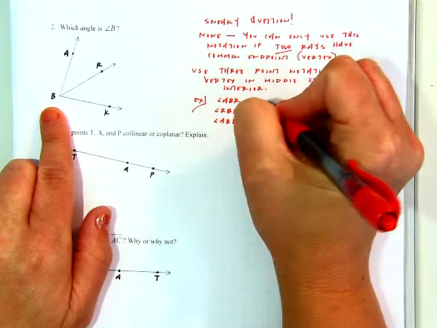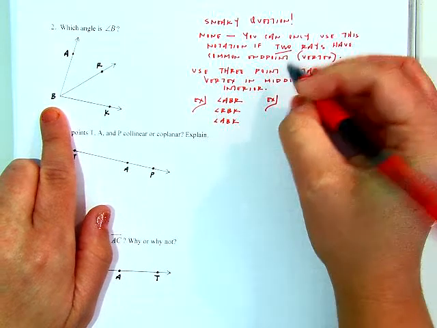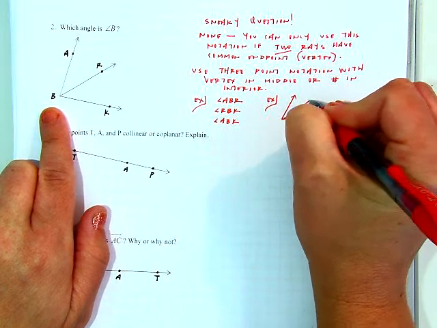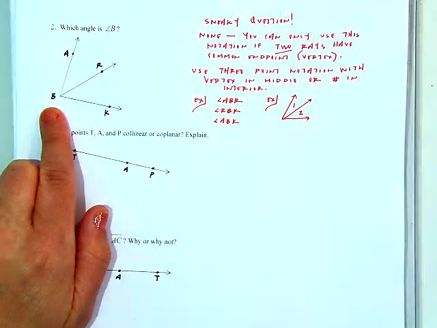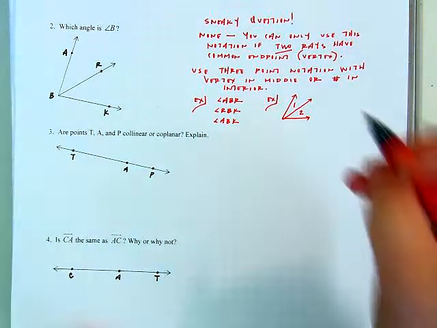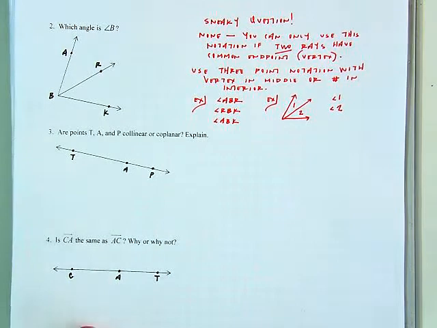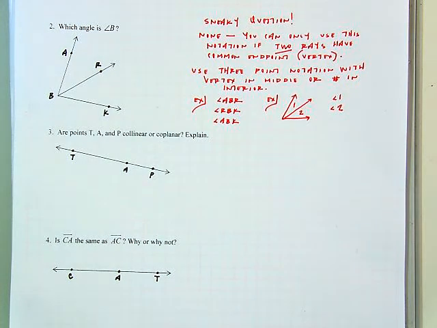Okay, another way I could name an angle is with a number in the interior. So imagine my picture looked like this instead, just like that. I can name this angle, angle 1. I can name this one angle 2. That would be fine. It's just another way to name an angle.